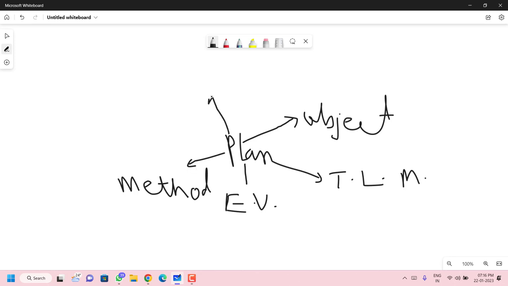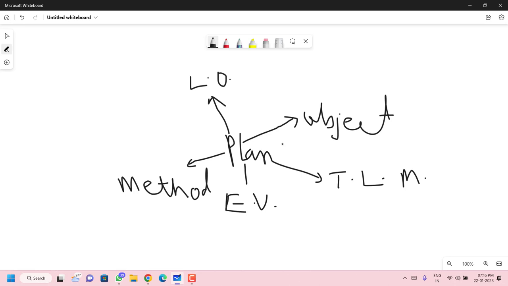Then we have to also decide the learning outcome, isn't it? So when we talk about the objective, it is why you are teaching, what you want to achieve from your teaching point of view when you go for teaching. Then we have to also decide what materials will be required for taking that class. That is known as the teaching learning material.